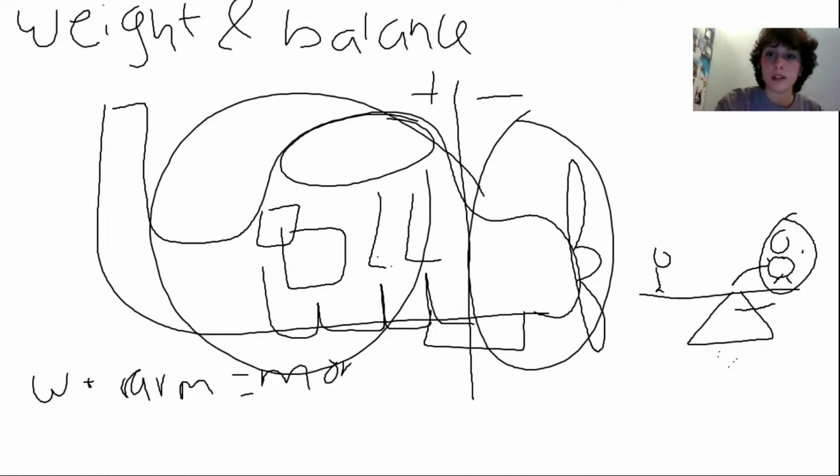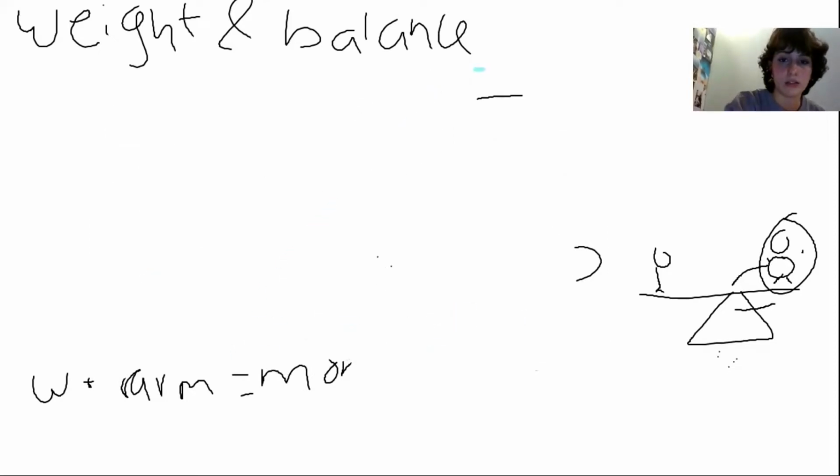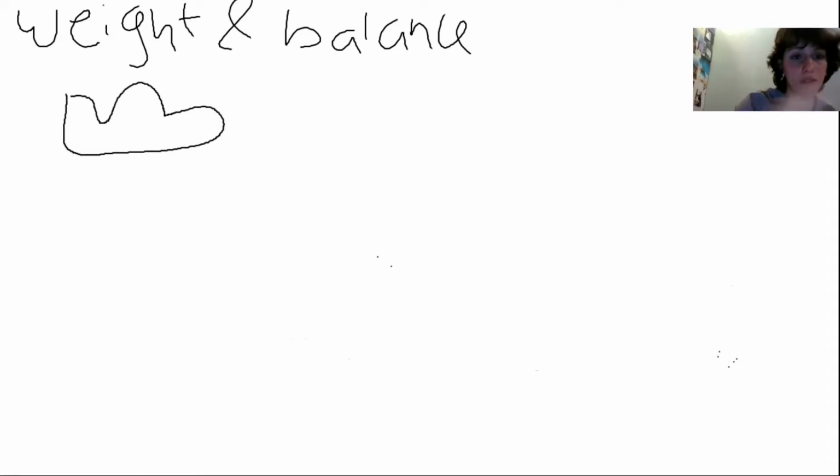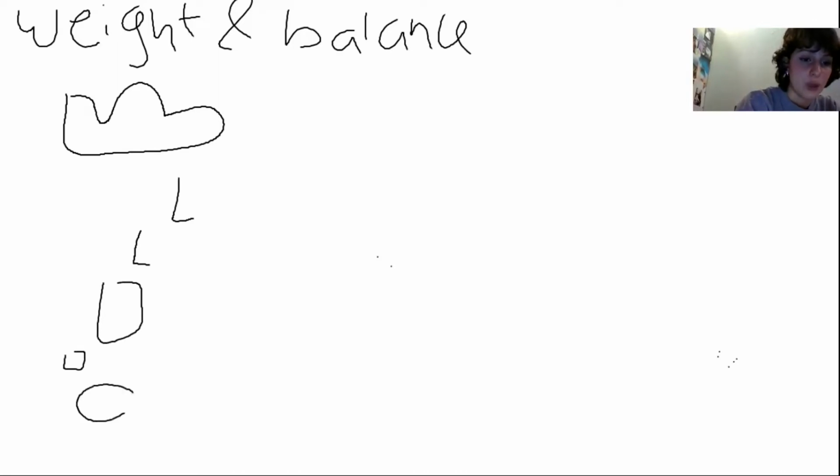Now, let's start making the calculation. Let me erase this real quick. We have to calculate lots of stuff, like I told you. First, we have the basic empty weight of the aircraft. Then we have the front seat, the rear passenger seat, the baggage compartment, the second baggage compartment, and the fuel.